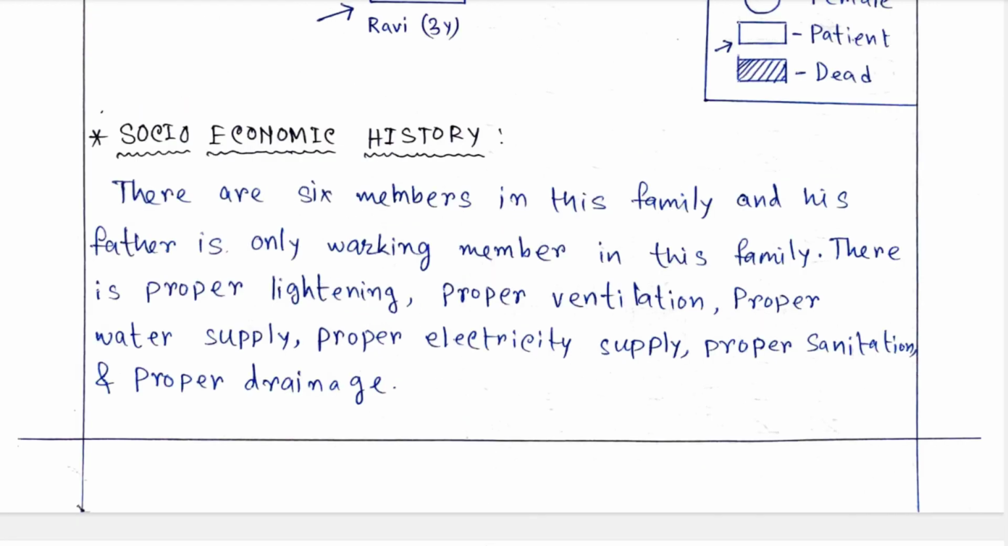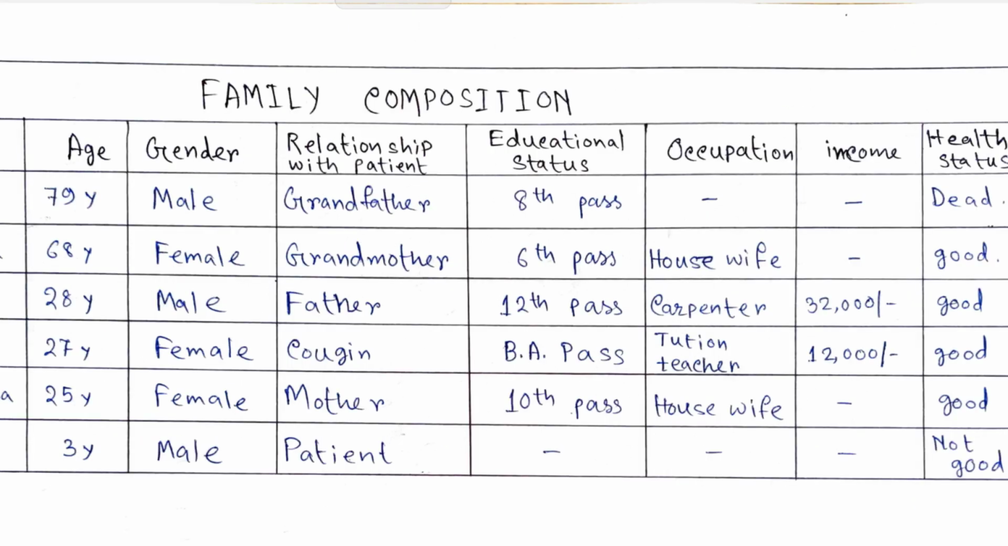Next is socio-economic history. There are 6 members in this family and his father is the only working member in this family. There is proper lighting, proper ventilation, proper water supply, proper electricity supply, proper sanitation and proper drainage. Next is family composition. You have to make family composition like this according to your patient.